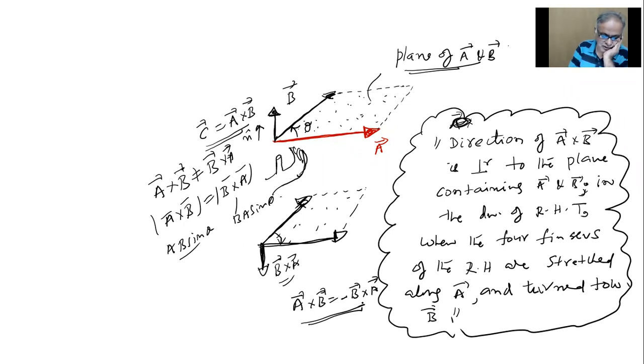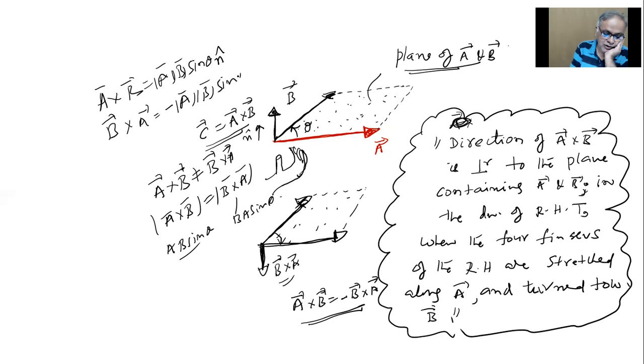Like from the previous one, see, we wrote like this. A cross B equals mod A mod B sine theta n cap we wrote. So B cross A for the same vectors, when you write, you'll write minus mod A mod B sine theta n cap.